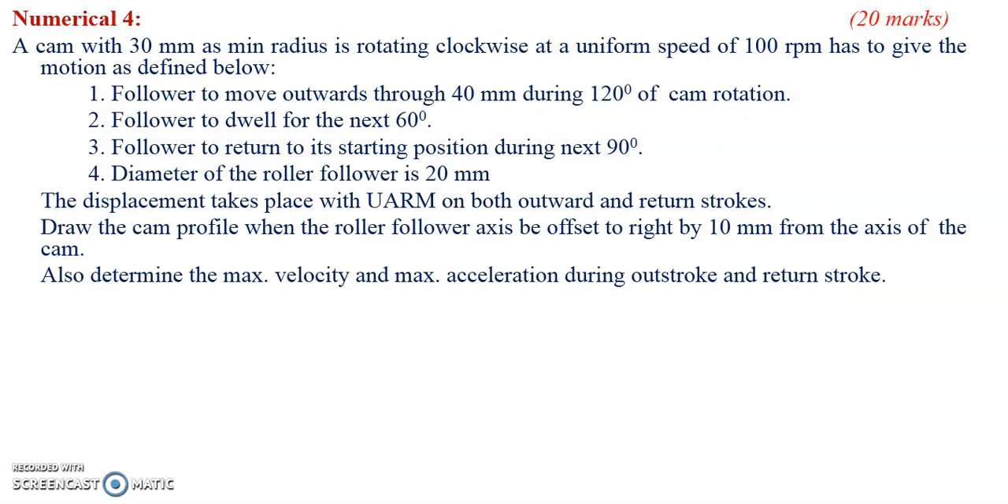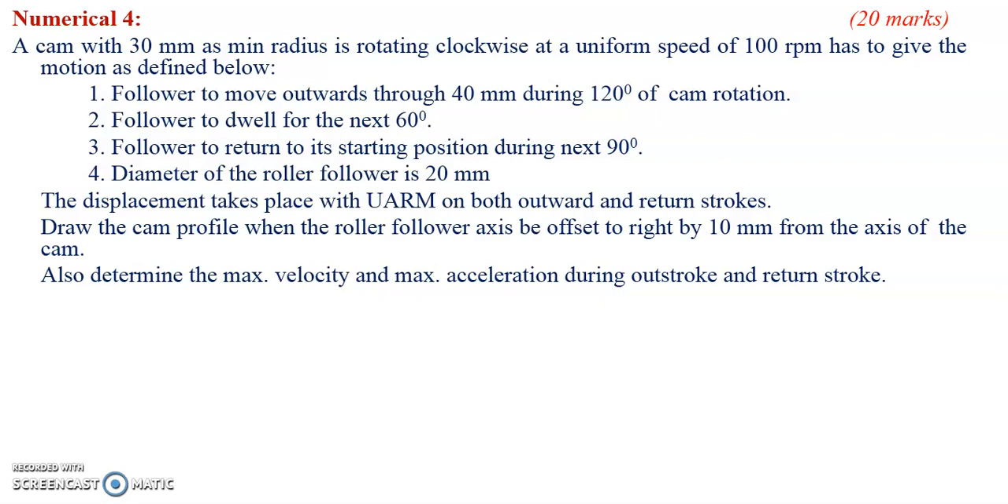Follower to move outward through 40 mm during 120 degrees of cam rotation, follower to dwell for the next 60 degrees, follower to return to its starting position during the next 90 degrees. Diameter of the roller follower is 20 mm. The displacement takes place with uniform acceleration and retardation motion, both outward and return strokes. Draw the cam profile when the follower axis is offset to the right by 10 mm from the axis of the cam. Also determine the maximum velocity and maximum acceleration during outstroke and return stroke.